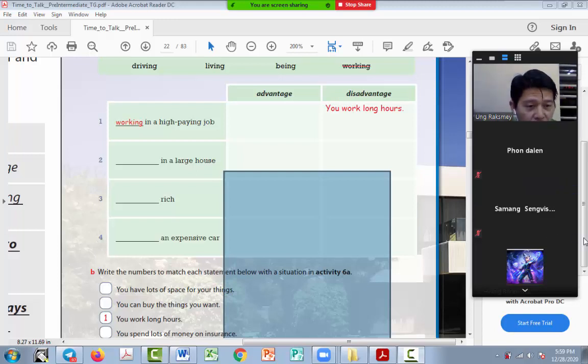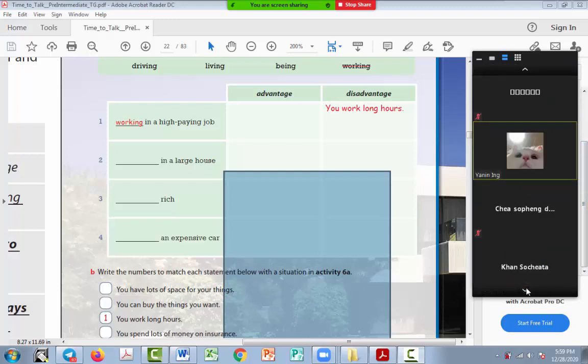Okay, thank you very much. And let me go to the last point. Jimin. Yes, Jimin. Imagine, oh, look, so noisy. Jimin, if you drive an expensive car, the bad one means you spend lots of money on insurance. What about the advantage? Good point.